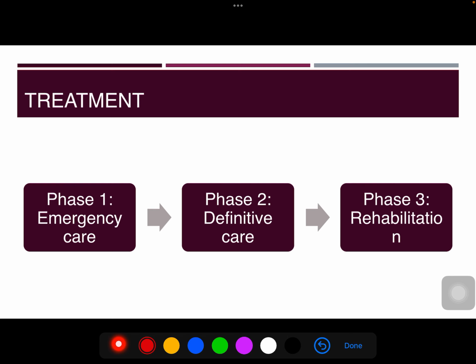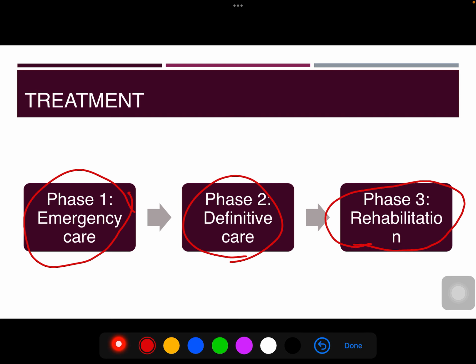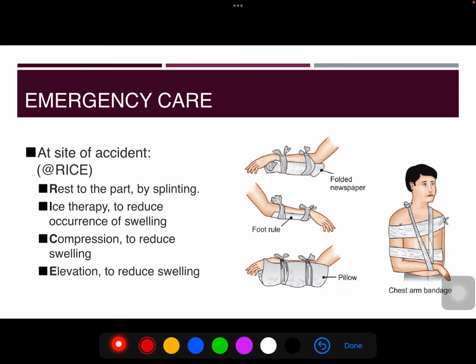For the treatment, the first thing is emergency care, and then definitive care, and then we have to do the rehabilitation. For the emergency care, there is the mnemonic called RICE. For R, we have to rest the patient by splinting, I is for ice therapy, C is for compression to reduce the swelling, and E is for elevation to also reduce the swelling.